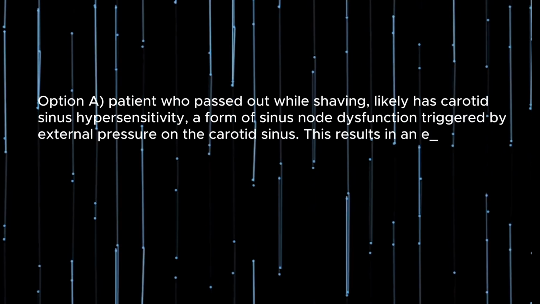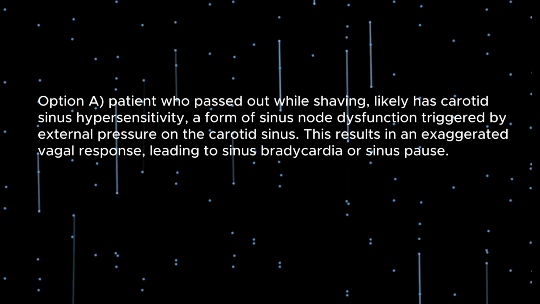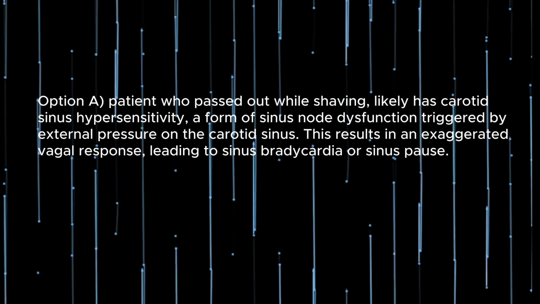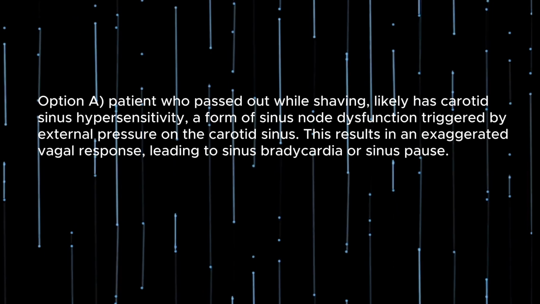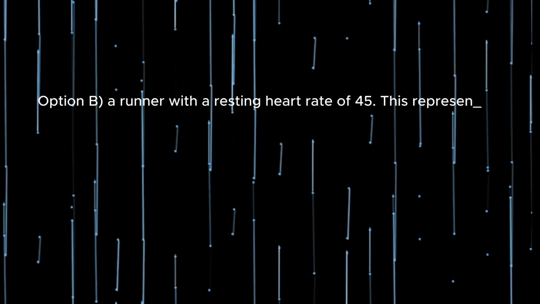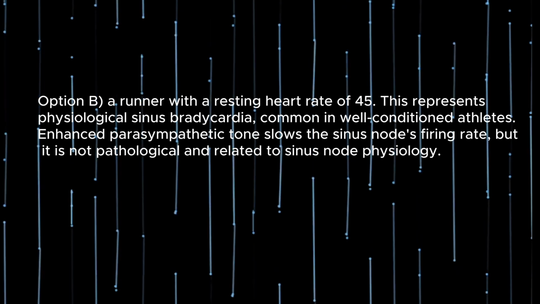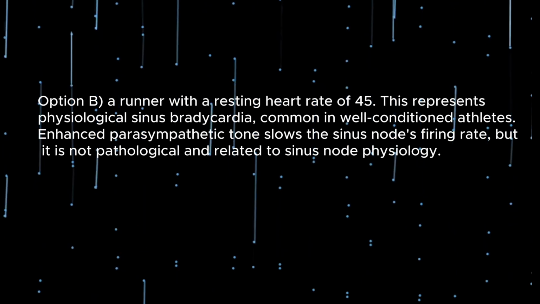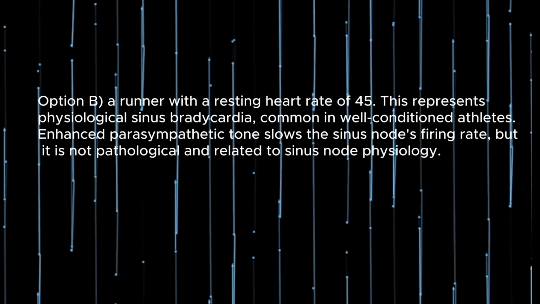Option A. A patient who passed out while shaving likely has carotid sinus hypersensitivity, a form of sinus node dysfunction triggered by external pressure on the carotid sinus. This results in an exaggerated vagal response, leading to sinus bradycardia or sinus pause. Option B. A runner with a resting heart rate of 45. This represents physiological sinus bradycardia, common in well-conditioned athletes. Enhanced parasympathetic tone slows the sinus node's firing rate, but it is not pathological and is related to sinus node physiology.